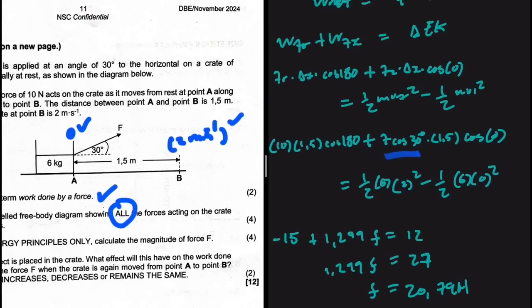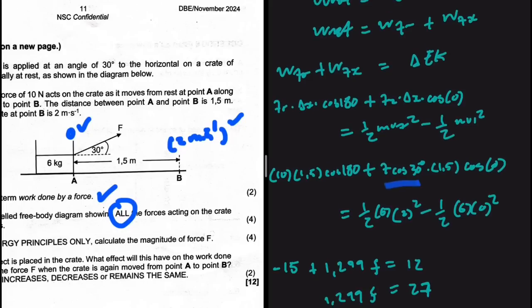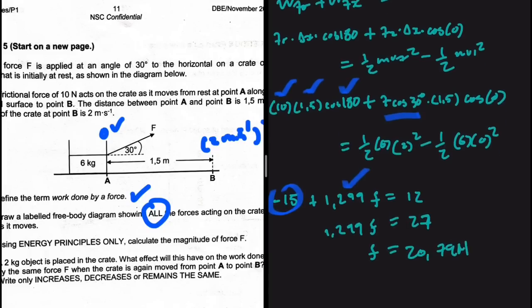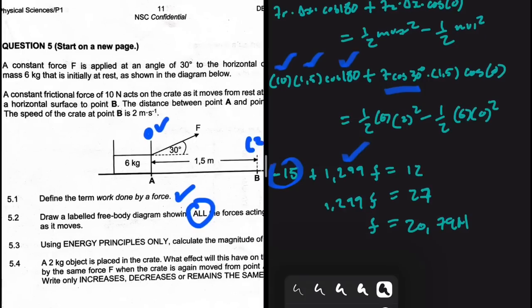So that's it. Let's just verify and see if what we did is correct. This is the constant frictional force. This is the right displacement, cos of 180, minus 15. Seems good. Cos 30, maybe I can just substitute that in my calculator. Cos 30 multiplied by 1.5, that is 1.299. So I'm happy with this, right? And then 6 divided by 2 is 3, times 4 is 12. 12 plus 15, yeah, seems good. So that is the applied force.